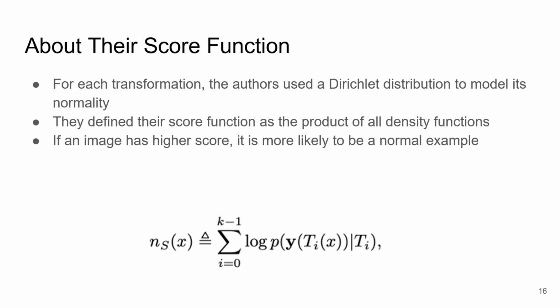Okay, and why does this score function work? For each transformation, the authors used a Dirichlet distribution to model its normality. So we have 72 Dirichlet distribution approximations. Because our model is only trained on normal data, these Dirichlet distributions only model the behavior of normal data. They define their score function as the product of all density functions, maximum likelihood. If an image has a higher score, then this image is more likely normal, right? Okay, this is intuitive.